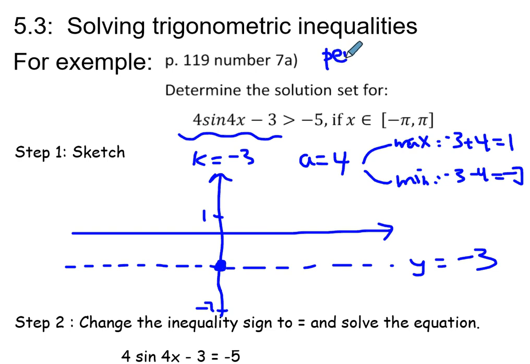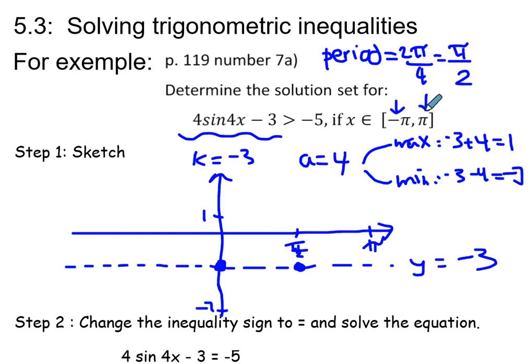To find my period, I need to calculate 2 pi over b. b in this case is 4, so 2 pi over 4, which I can simplify to pi over 2. So if this is pi over 2, that means my sine function is going to repeat here. And I need to go from minus pi to pi, so again, it's going to repeat here.